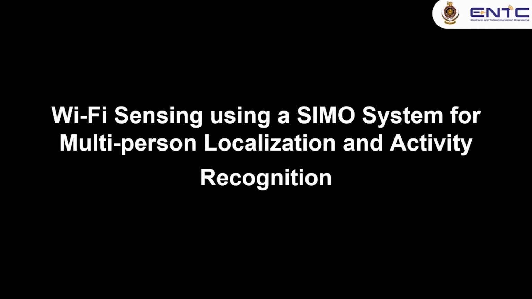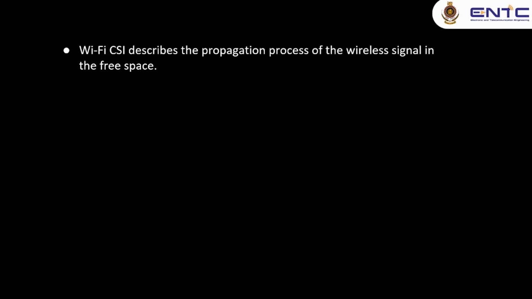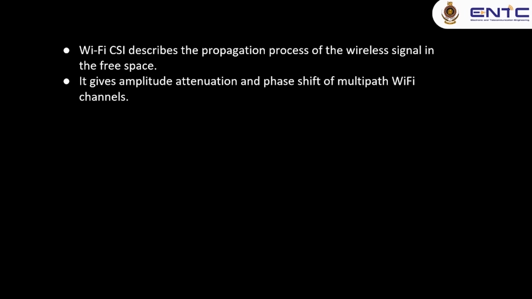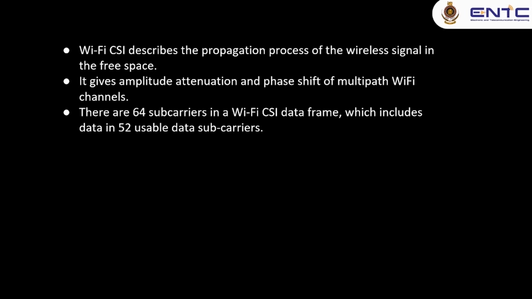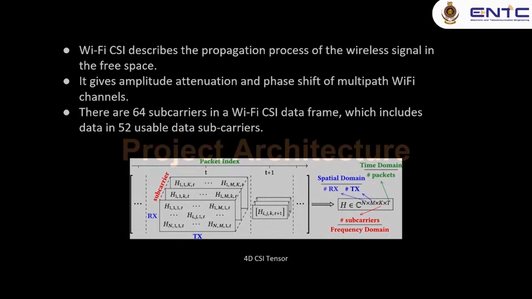This project focuses on Wi-Fi sensing using a SIMO system for multi-person localization and activity recognition. Wi-Fi sensing is mainly done through Wi-Fi channel state information, which is also known as Wi-Fi CSI. Wi-Fi data captures the effect of multipath propagation of signals on the signal amplitude and phase. A Wi-Fi CSI data frame contains 64 subcarriers where only 52 of them carry data. This is the 4D CSI tensor which gives spatial, time and frequency domain information.